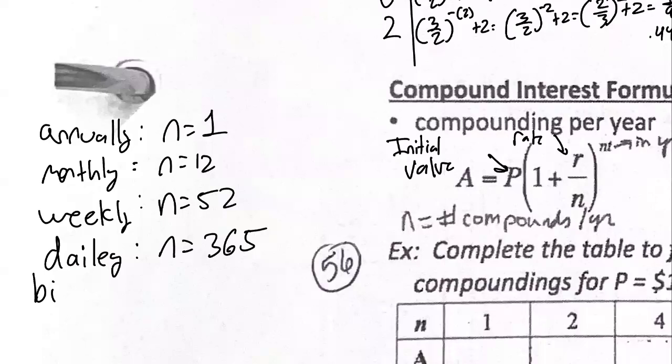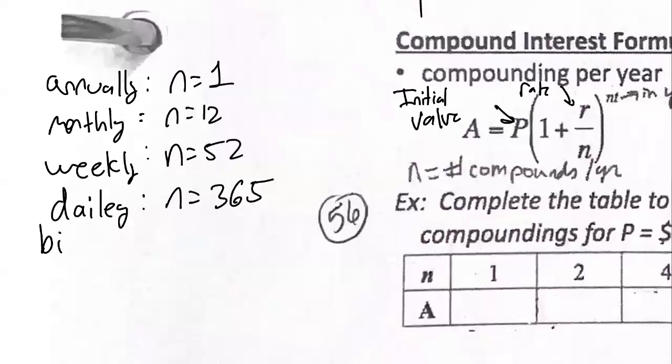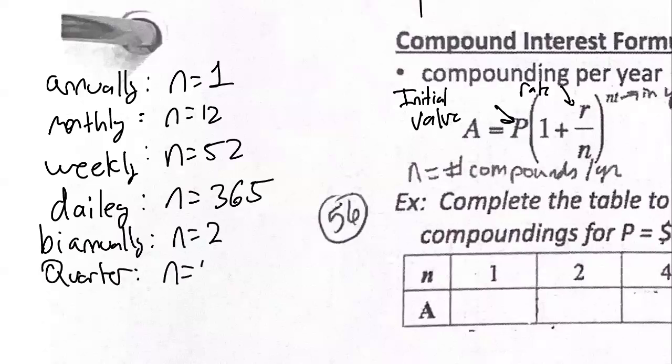I know there's biannually, where n is equal to 2, and you could have quarterly. Oh, I totally forgot about quarterly. n is equal to 4. I think that's all of them. Honestly, I can't remember if there's more. I always get biweekly, but you won't know if that's twice a week or every two weeks. Okay, we'll just stick with those. I think those are the most common ones.